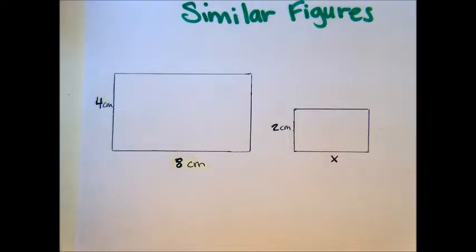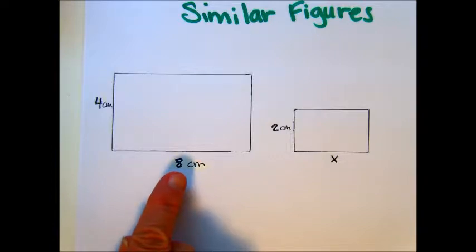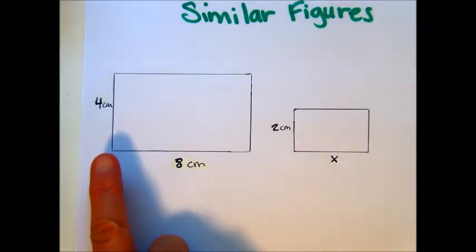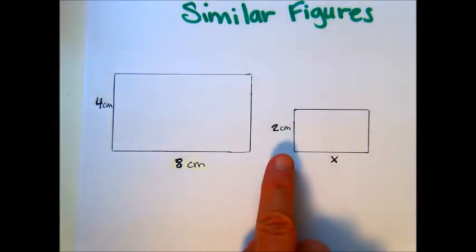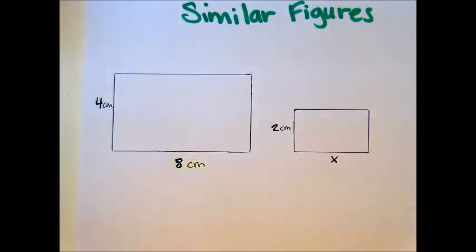You can see that in this rectangle, we've got two dimensions. We've got a base of 8 centimeters and a height of 4 centimeters. The smaller rectangle has a height of 2 centimeters and a base of an unknown number. We don't know what that number is. And by setting up two ratios that represent those sides, we can figure out what that x value is, because we know that those two shapes are similar or proportionate.